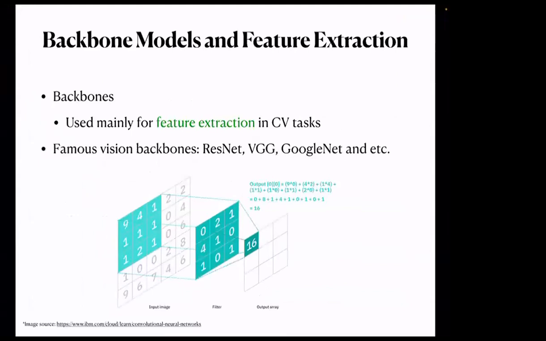Well, as most of you might already know, backbones are located closer to the raw input in neural architectures, and they are mainly used for feature extraction in computer vision tasks. Famous and standard vision backbones are ResNet, VGGNet, GoogleNet, and others. As you noticed, all of them are convolutional neural networks based, and one of the main questions of the authors of the paper is, can we use transformers efficiently as a backbone architecture?